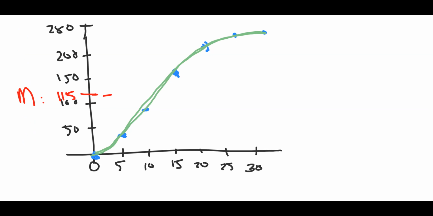Now, if I draw a line parallel to the x-axis from the 115 to where it touches the line, and then I bring that down. Again, this line has to be parallel to the y-axis now, perpendicular to the x-axis. And then wherever it reaches, I think that's like 12. That's 12. So you could say the median number of days is about 12 days. Yeah, that's approximately in the middle.